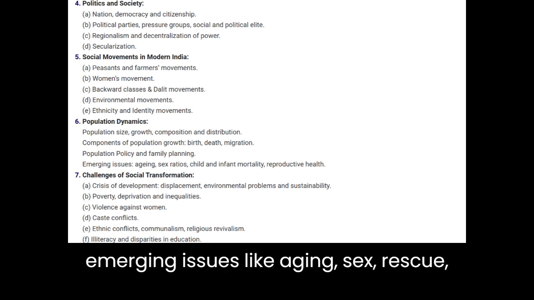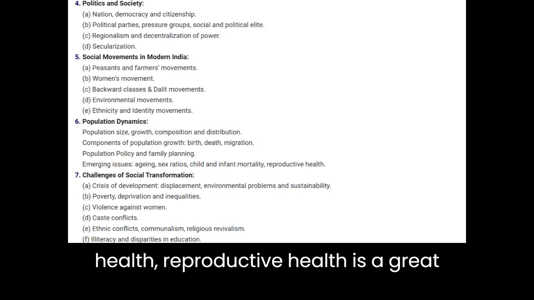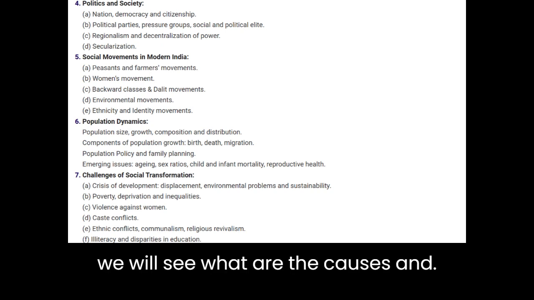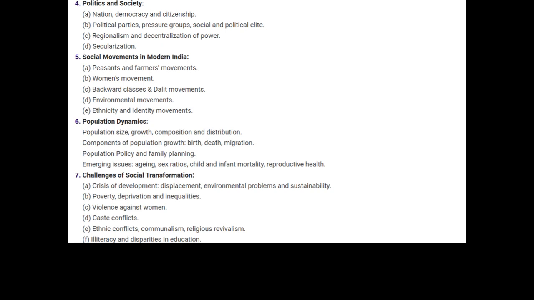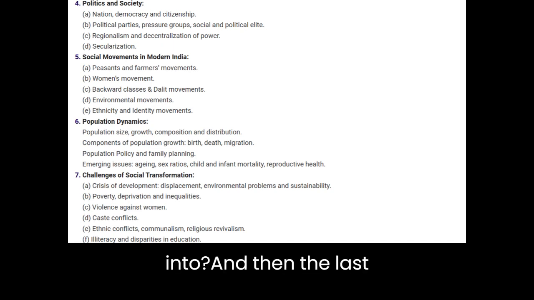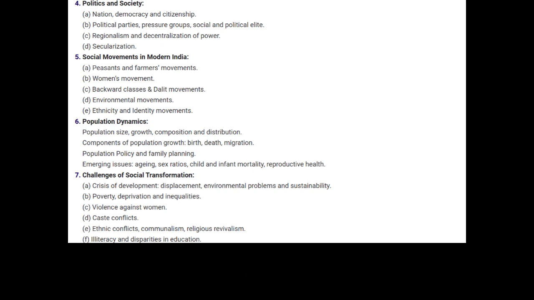We will see the emerging issues like aging, sex ratio, child and infant mortality, reproductive health. Reproductive health is a great problem in rural India. So we will see what are the causes and what are the things we can look into. And then the last chapter is challenges of India's transformation.